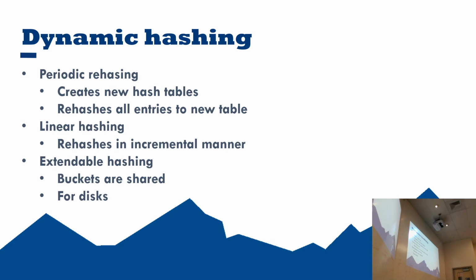Okay, so the first type is periodic rehashing. What you're doing here is, on a periodic basis, and you can set whatever parameters you like for that, of course, you're rehashing. You're creating new hash tables, and basically you're then rehashing everything inside the tables.